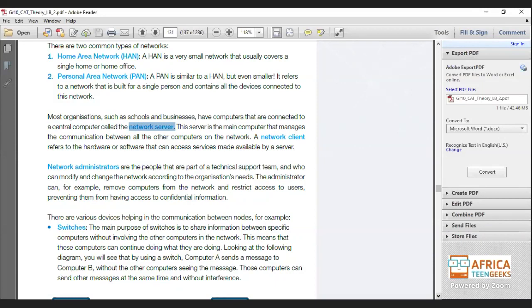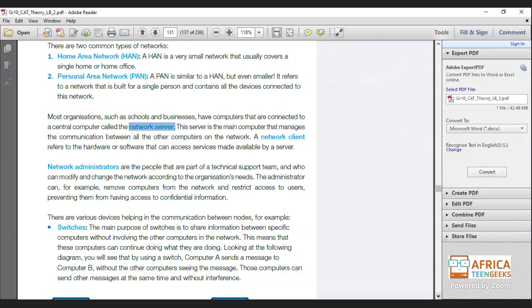Network client refers to the hardware or software that can access services made available by the server. So we've got administrators here. Network administrators are the people that are part of the technical support team who can modify and change the network according to the organization's needs. The administrator can, for example, remove computers from the network. Like I said, if you don't obey the rules here, our administrators have the privileges to remove you from the network and restrict access for you such that you may not access the system again.